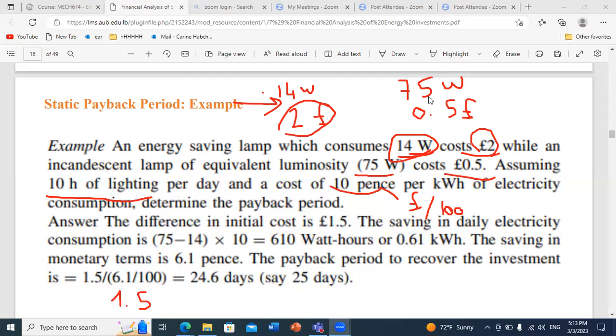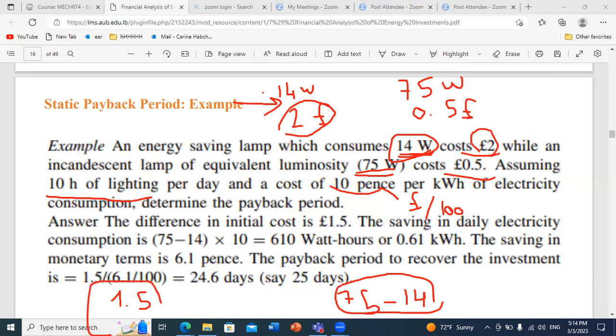Now I should determine the time needed to recover my investment. I want to pay back my investment. To know the time needed, I just have to consider the formula of energy. If I am using the new lamp, I consume only 14 watts. However, if I use the normal lamp, I consume 75 watts. So the amount of saving is the difference between the 75 and the 14. So this is my benefit. I will reduce my bill. I will reduce my consumption by 61 watts when I use the lamp that has a larger cost.